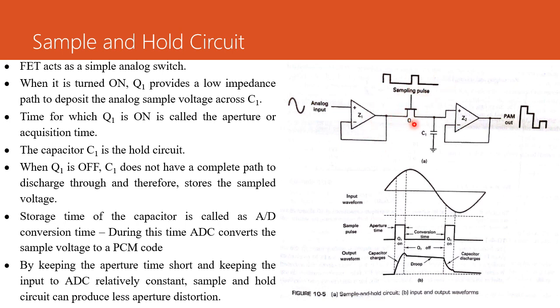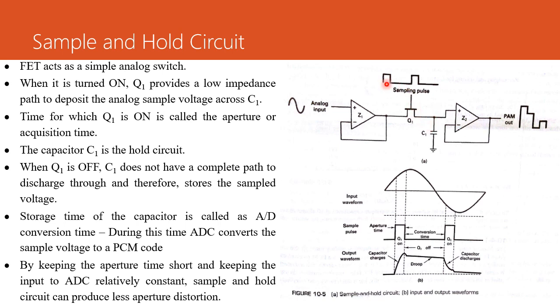The turn on and off condition of this Q1 is determined with the help of a sampling pulse. When it is turned on, Q1 provides a low impedance path to deposit the analog input voltage across this capacitor C1. The time for which Q1 is on is known as the aperture or acquisition time. At that time, the capacitor can charge to a maximum value.